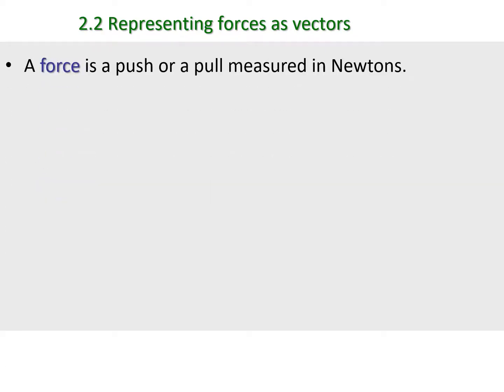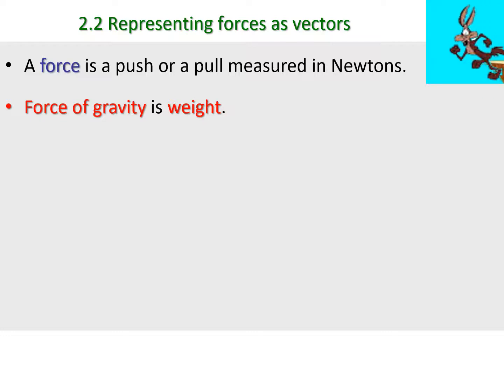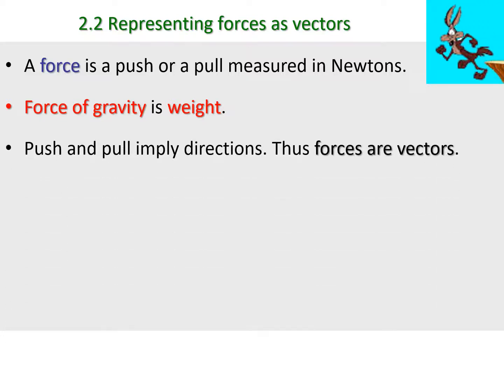So what is a force? A force is a push or a pull measured in newtons. The force of gravity is weight. It's the object's mass times the gravitational acceleration. Weight is a vector. M times g equals weight. Weight is a vector. Mass is a scalar. Little g, 9.81, is a vector. Push and pull imply directions, thus forces are vectors.